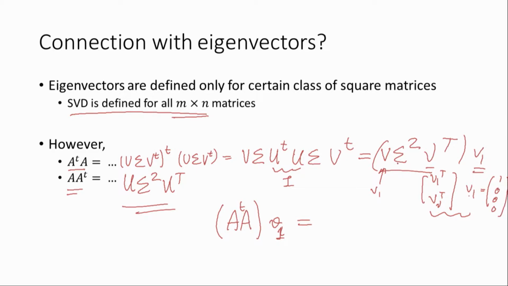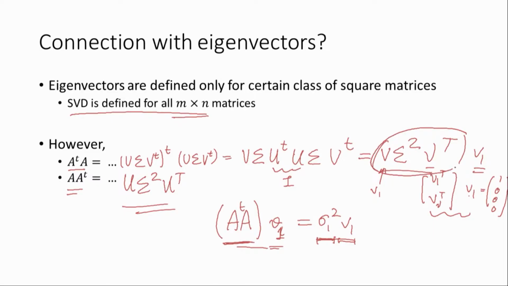That multiplied with sigma square gives you sigma 1 square times 1, 0, 0, 0, 0. That multiplied with V gives you sigma 1 square V1. What does that look like? This starts looking like eigenvectors and eigenvalues, right? You multiply the matrix A transpose A with a vector, and you get back a scaled version of that vector. In fact, this is exactly the eigenvector decomposition of the matrix A transpose A.